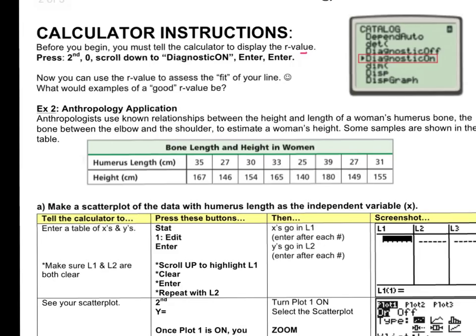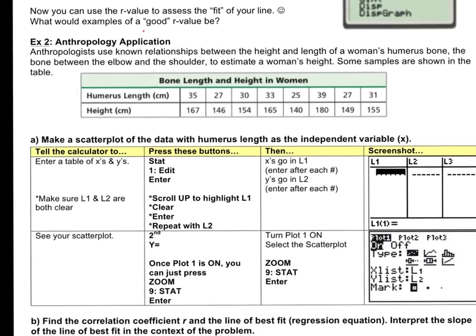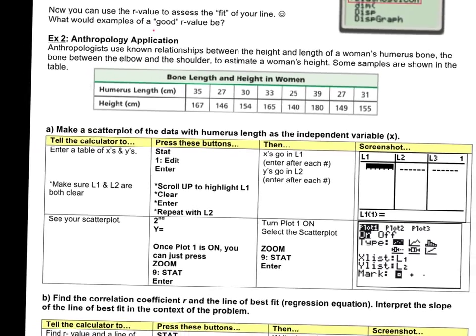So to do that, and you only have to do this one time, once you know that it's turned on, you're going to press second and 0, scroll all the way down till you see that picture right there, and press enter twice. It'll say done on your calculator when it's all done. Now you'll be able to use that R value. What would some good examples of R values be? Well, I just mentioned it in the previous page. So let's have this example walk us through the calculator instructions.